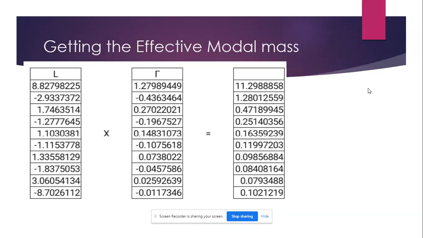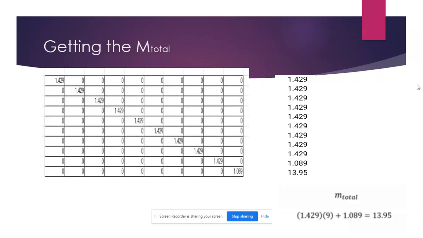So in getting the effective modal mass by multiplying it, we will give you this result. All you need to do is multiply L by gamma times gamma. In getting the M total, we need to add all the values from mode 1 to mode 10 to get this result.